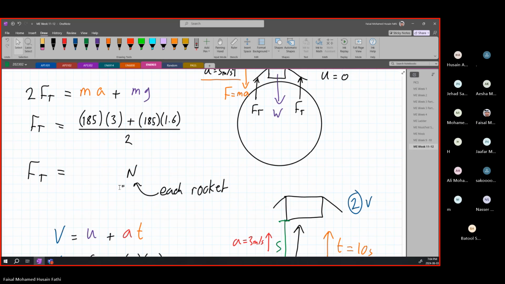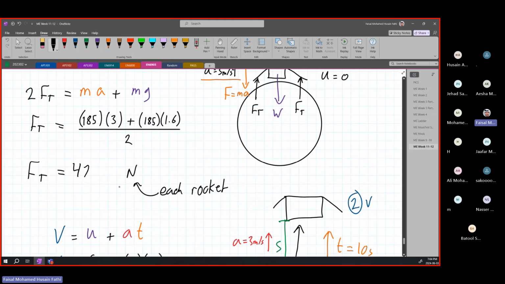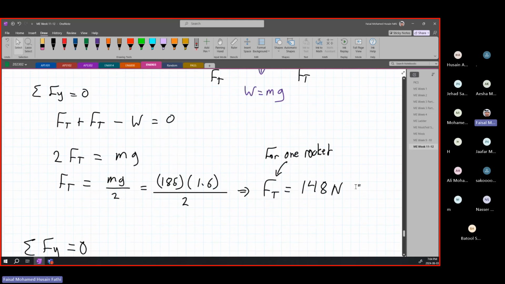It is 185 times 3 plus 1.6 divided by 2. It is going to be 425.5. Logically, it has to be larger, much larger than this.